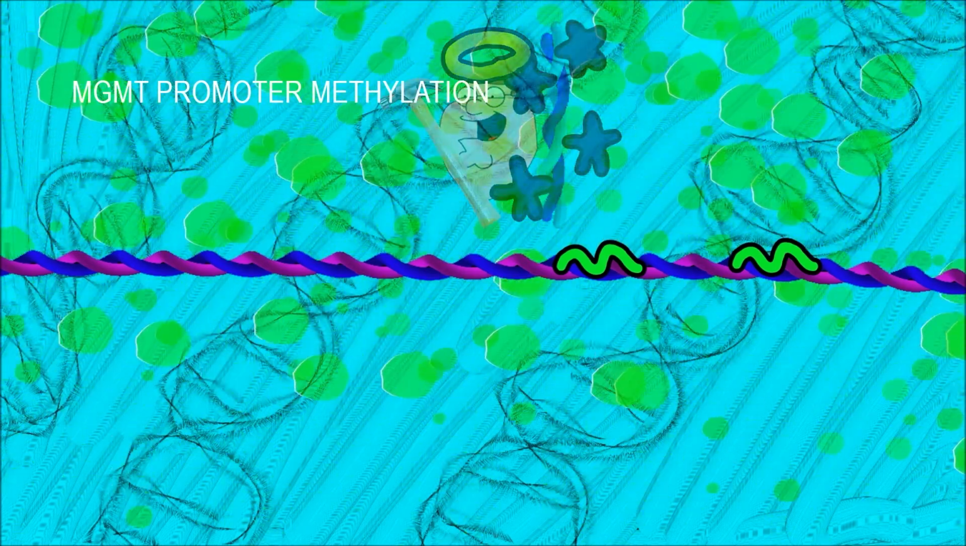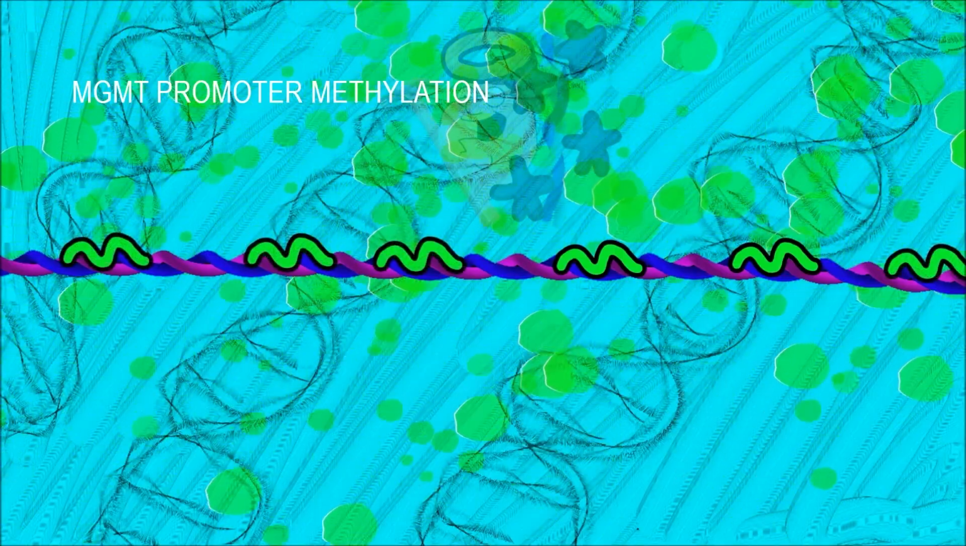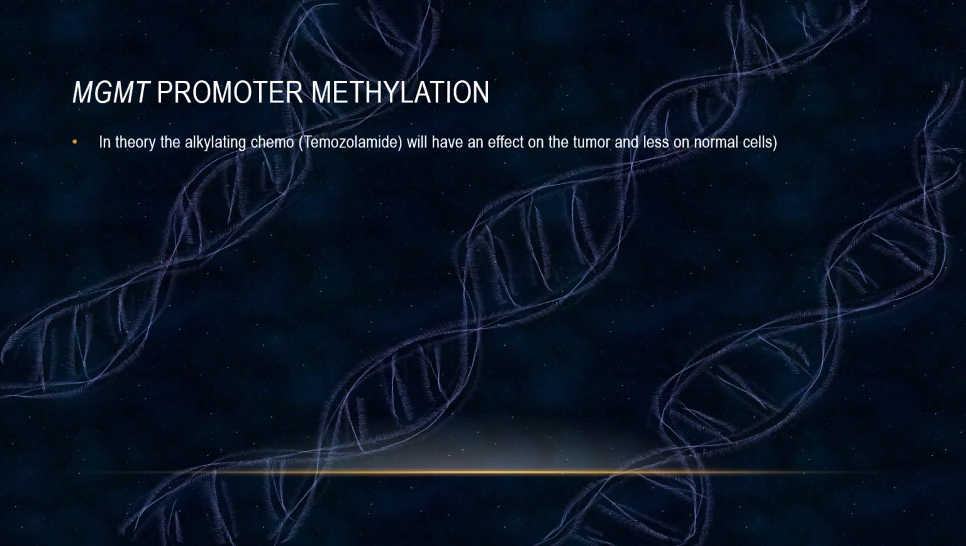So if the promoter is methylated and it's not expressed, that's a good thing because it's going to allow the alkylating agent, the temozolomide, to have its full effect and kill off the tumor cells. It also gives it some kind of differential effect, so the tumor cells that don't have the MGMT will hopefully be the ones to die off, and the normal cells that have it will be able to repair it better.